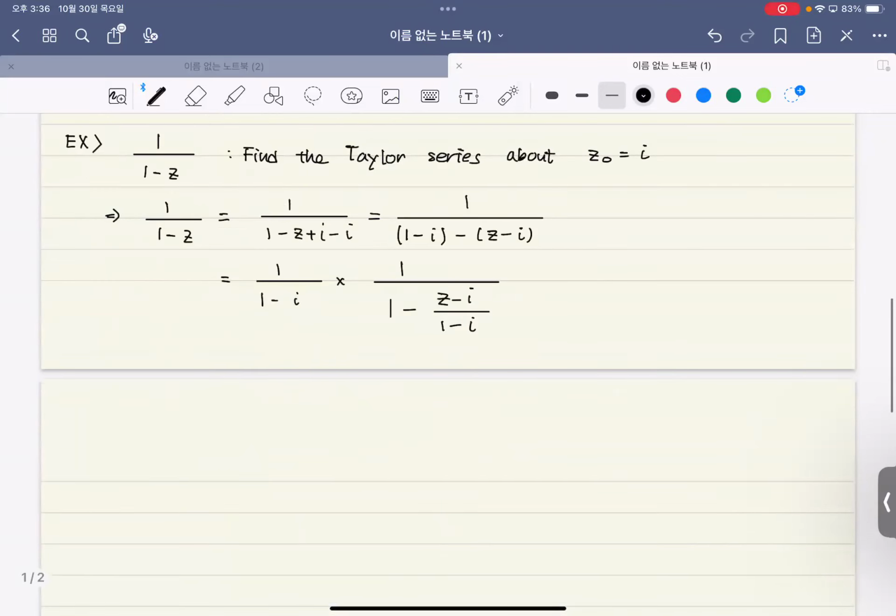Then I can safe to say that this is the sum over n from 0 to infinity of z minus i over 1 minus i, everything to the n. Okay, so let me try to check the radius of convergence.